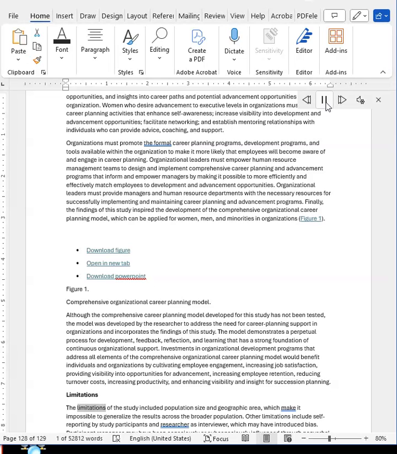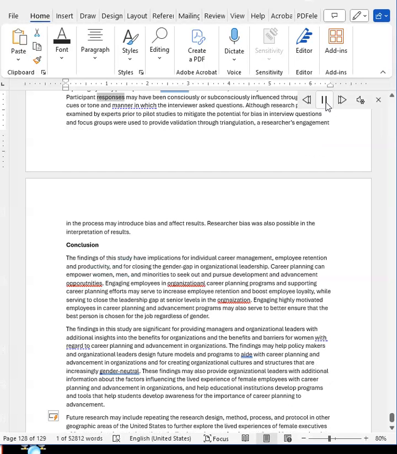Limitations. The limitations of the study included population size and geographic area, which make it impossible to generalize the results across the broader population. Other limitations include self-reporting by study participants and researcher as interviewer, which may have introduced bias. Participant responses may have been consciously or subconsciously influenced through nonverbal cues or tone and manner in which the interviewer asked questions.